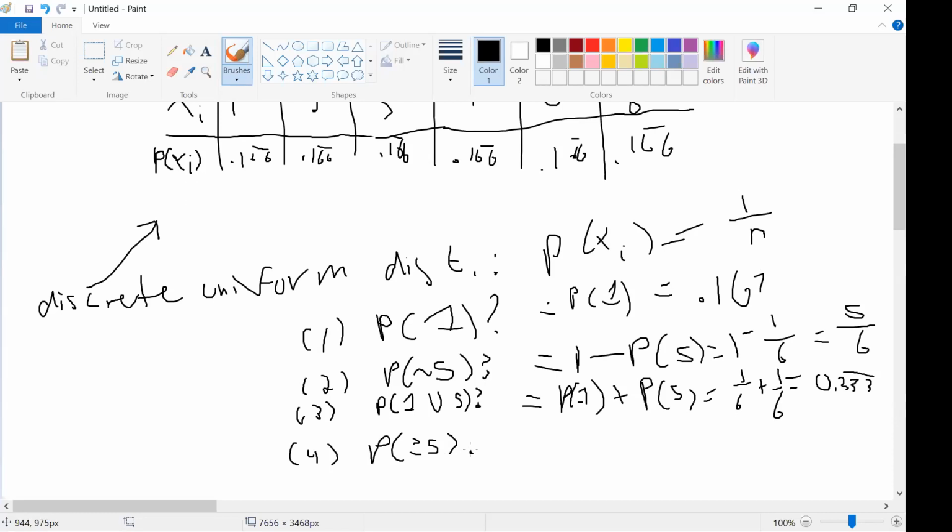So the probability of rolling at least a 5 or higher is the probability of rolling a 5 or a 6, which is equal to the probability of rolling a 5 plus the probability of rolling a 6, which is 1/6 plus 1/6, which is equal to the same answer we just got.